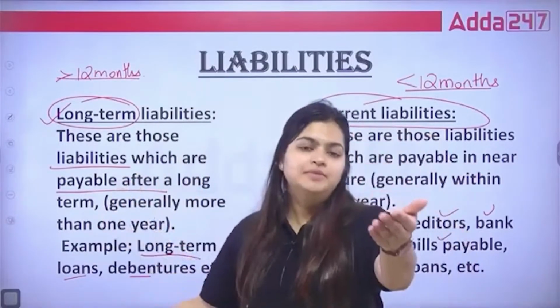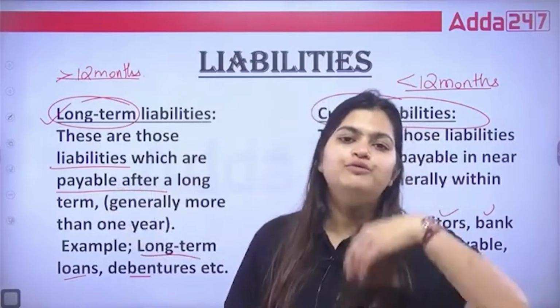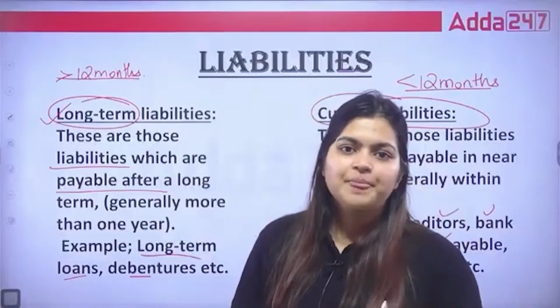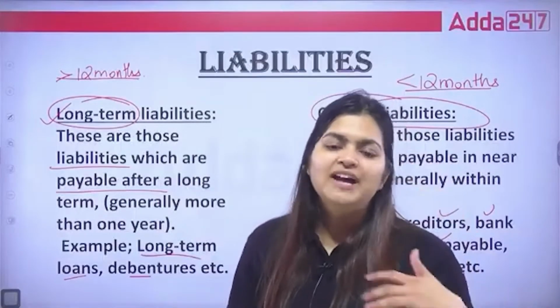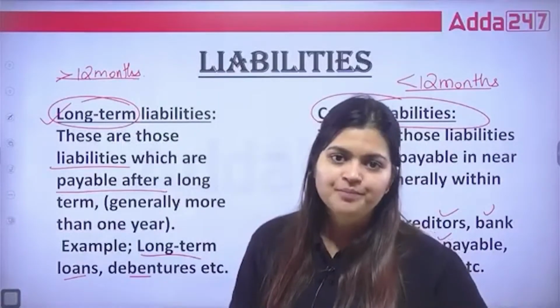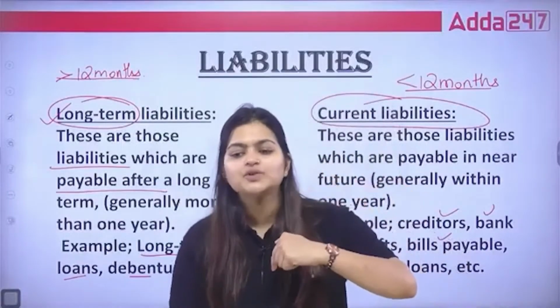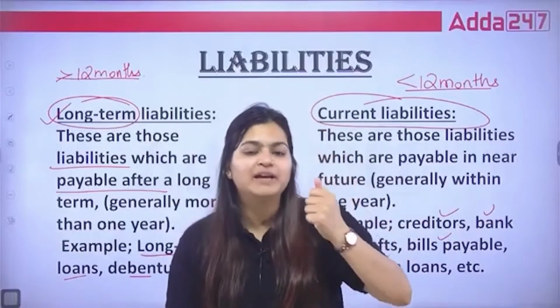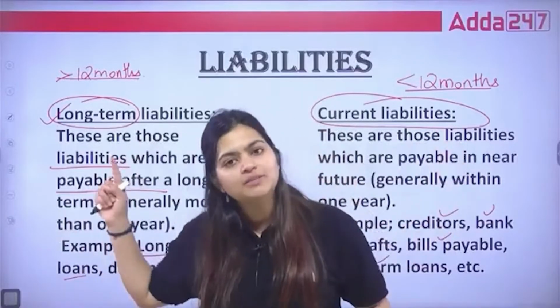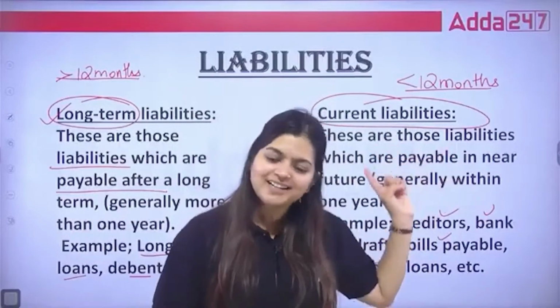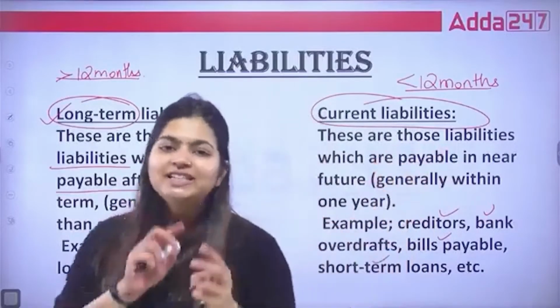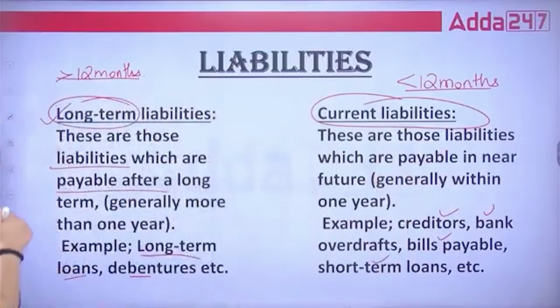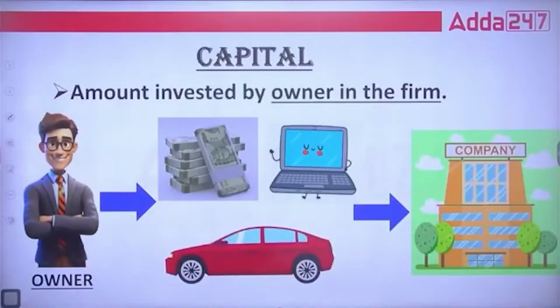Yes, so suppose I have borrowed from you for just 1 month because of some emergency. I have borrowed 10,000 rupees from you. So that amount is going to be a liability for me. But which type of liability, current or long term? Very good. That is current liabilities. Okay, so these are the two sub-bifurcations of your liabilities.